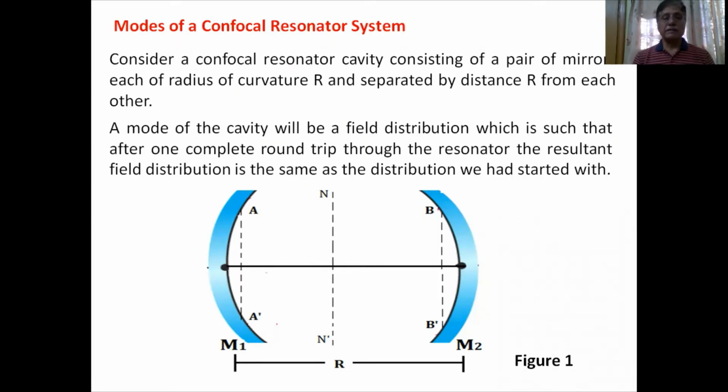Now, a mode of the cavity will be a field distribution which is such that after one complete round trip through the resonator, the resultant field distribution is the same as the distribution we had started with. So, for example, if we have any such field distribution at any point, then it goes from here after reflection to this and comes back to the same. So if the initial field distribution and the final field distribution both are the same, then this field distribution will represent a mode of oscillation of the cavity resonator.